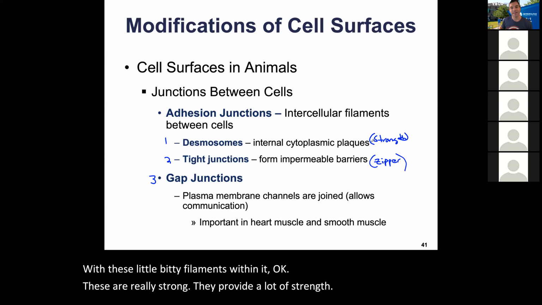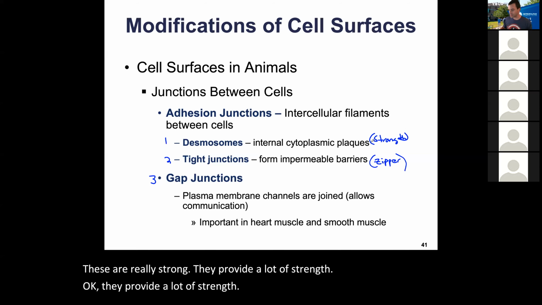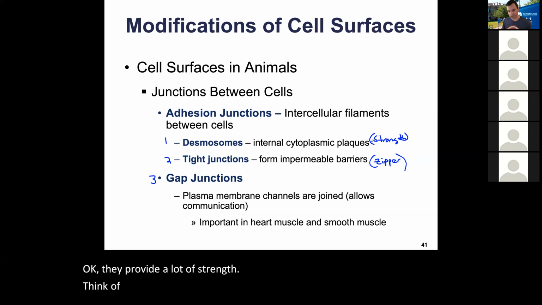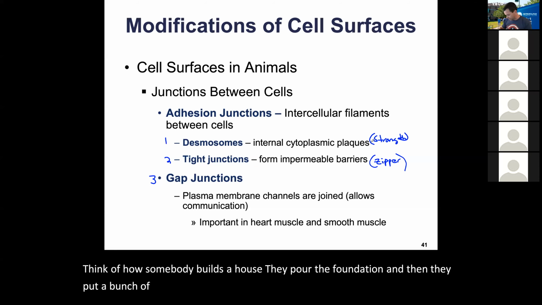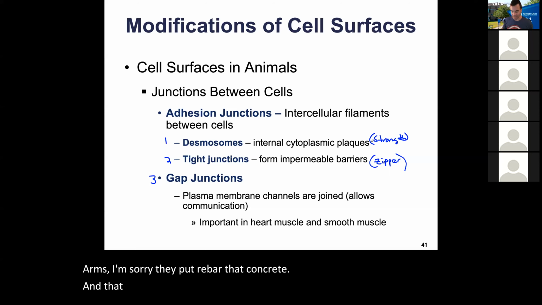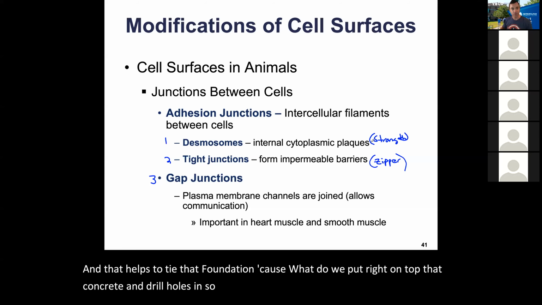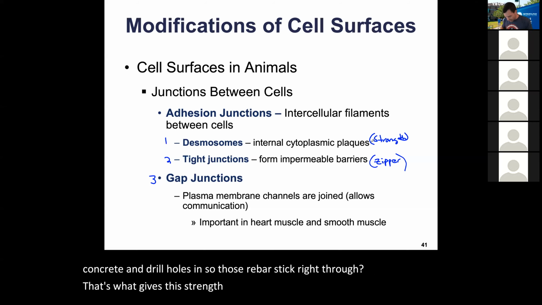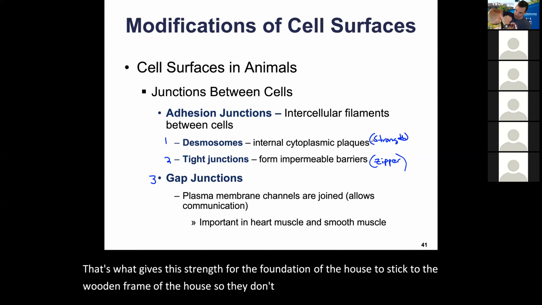Okay, they provide a lot of strength. Think of how somebody builds a house. They pour the foundation, and then they put a bunch of rebar in that concrete, and that helps to tie that foundation together, because what do we put right on top of that concrete and drill holes in so those rebar stick right through? That's what gives the foundation of the house strength to stick to the wooden frame of the house so they don't just slough off.